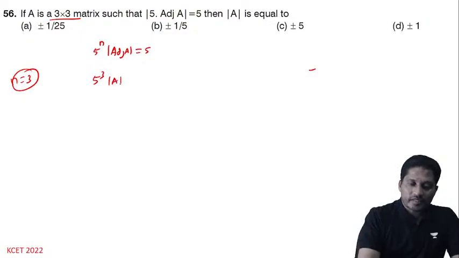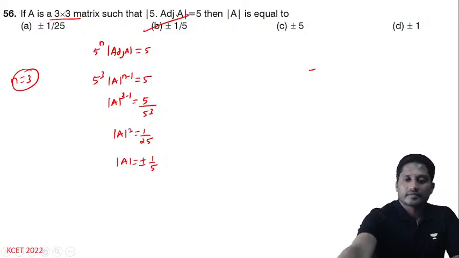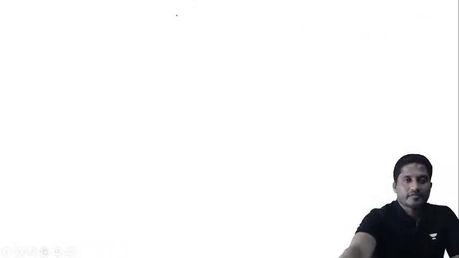Determinant of adjoint A is determinant A per n minus 1. Again, n stands for the order of the matrix. 3 minus 1 is equal to 2, so 5 by 5 cube. Determinant A square is equal to 1 by 25. Determinant A is equal to plus minus 1 by 5. Answer is option B.